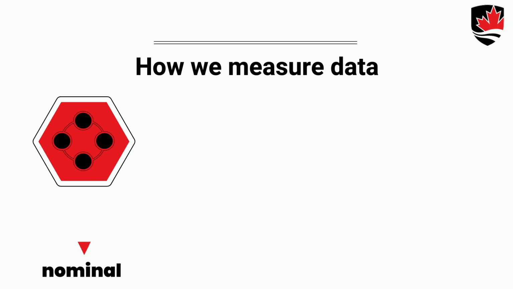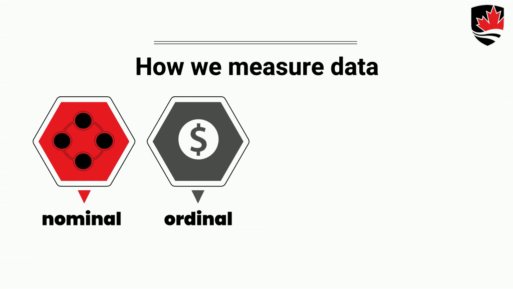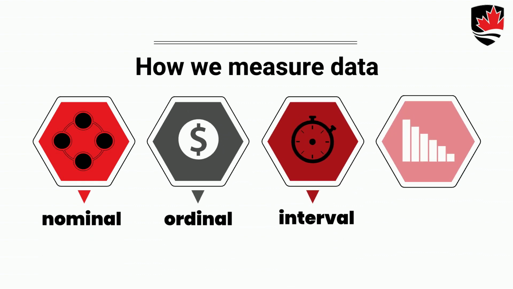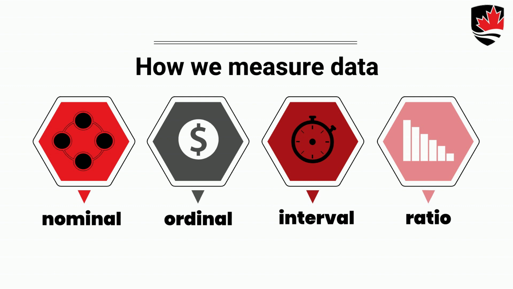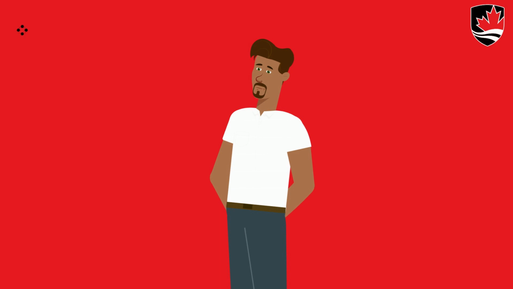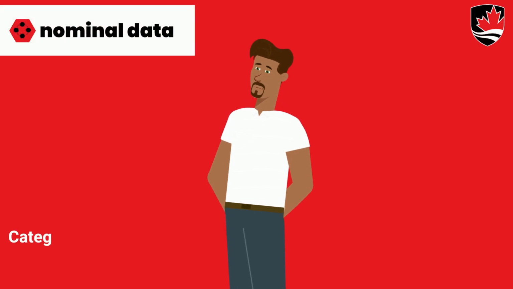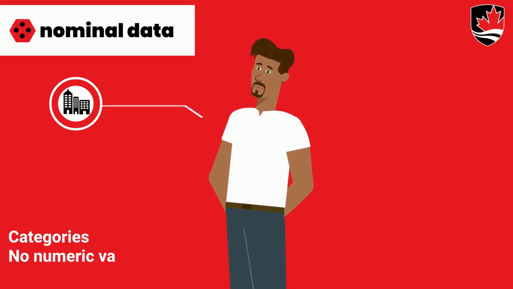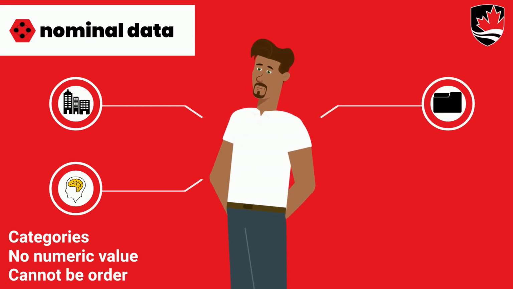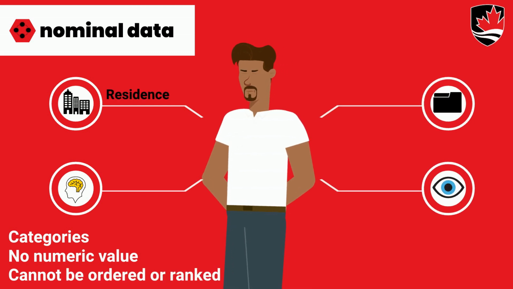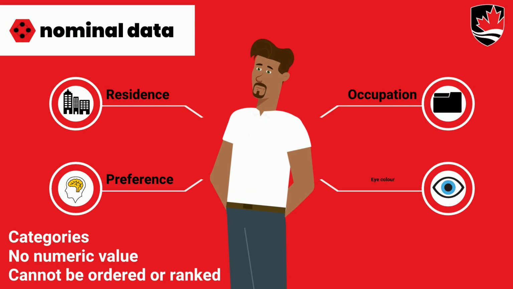Now let's talk about how we measure data. Broadly, we have 4 levels of measurement: nominal, ordinal, interval, and ratio. Nominal data is the most basic level of measurement. It's about categories with no numerical value. These data cannot be ordered or ranked. Questions like, what city do you live in? What is your favorite color? Or what is your occupation? All offer answers without an inherent order.